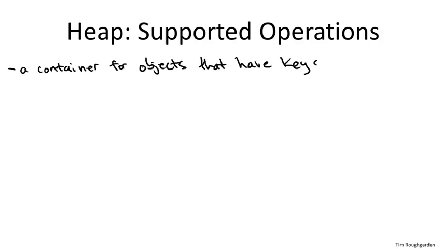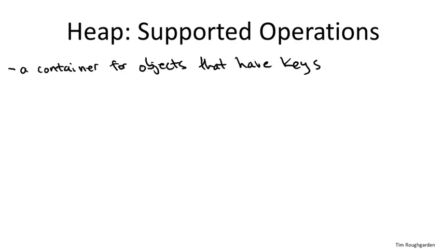So the number one thing you should remember about a given data structure is what operations it supports and what is the running time you can expect from those operations. So basically a heap supports two operations. There's some bells and whistles you can throw on, but the two things you've got to know are insertion and extract min.